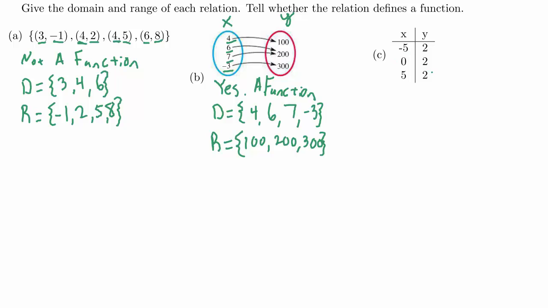Look at C. C is simply a table of values, so you can easily see your X values and you can easily see your Y values. Is this a function? If you said yes, then you're correct, because this -5 corresponds to the 2, the 0 corresponds to the 2, and the 5 corresponds to the 2. Each of these X values corresponds only to one Y value. In other words, the X's are not repeating themselves. So in other words, yes, this is a function.